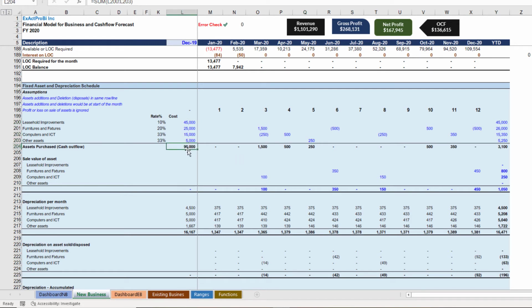So here is the breakup of the asset, as you can see, we have straight line depreciation percentage here. And here, this is asset addition and deletion. So here we are adding and deleting assets. So we have 1500 addition in March, and then we have a sale of asset. This is the gross cost reduction.